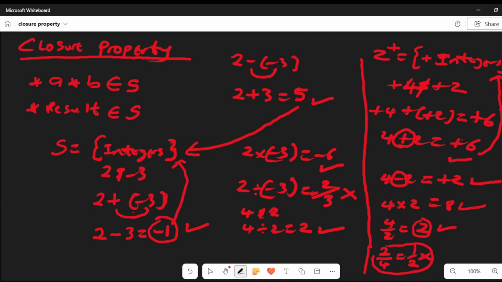But it is closed in the operation given here, that is, 4 divided by 2. It is closed under division in this operation 4 divided by 2.